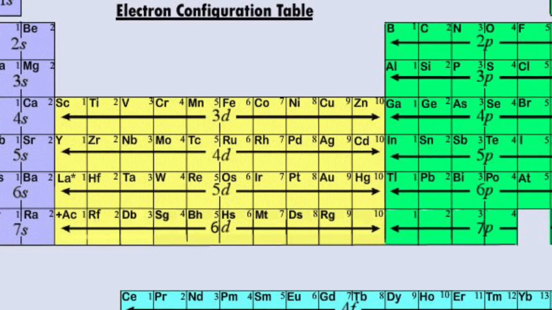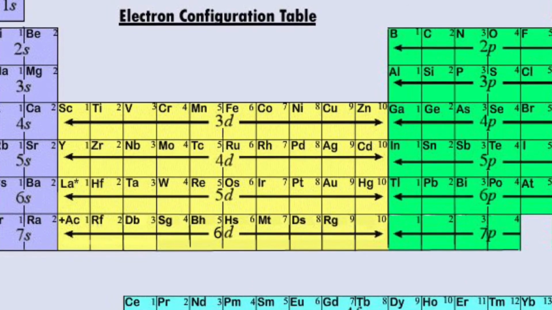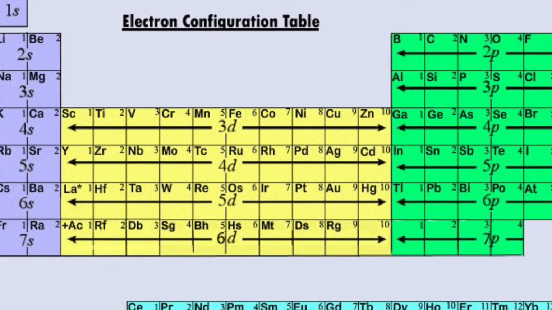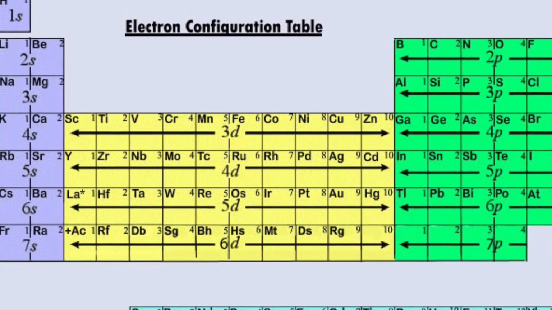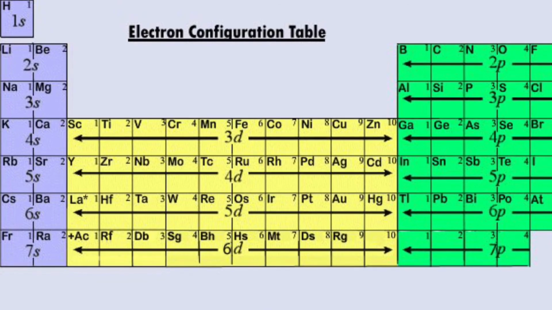However, there are some exceptions to the expected models. The 2 main exceptions are chromium and copper. This is because a completely full or half-full D sublevel is more stable than a partially filled D sublevel, so an electron from the 4s orbital is excited and rises to a 3d orbital.